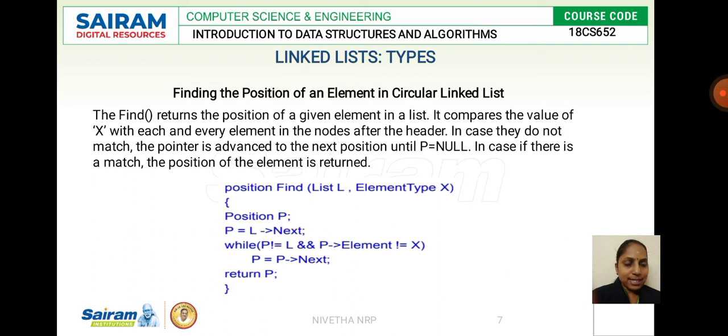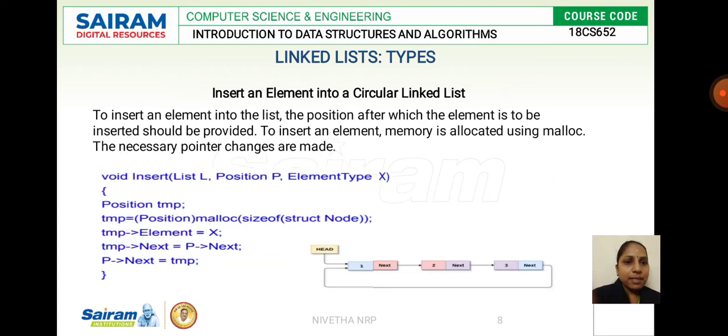What we have seen in a singly linked list and doubly linked list, same here. We are checking whether the position is last or not, and whether the element you are going to find is equal or not. If not, it will be incrementing the position, else it will be returning P.